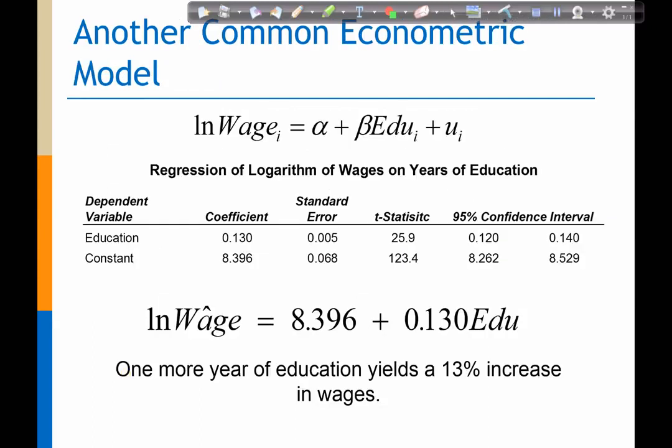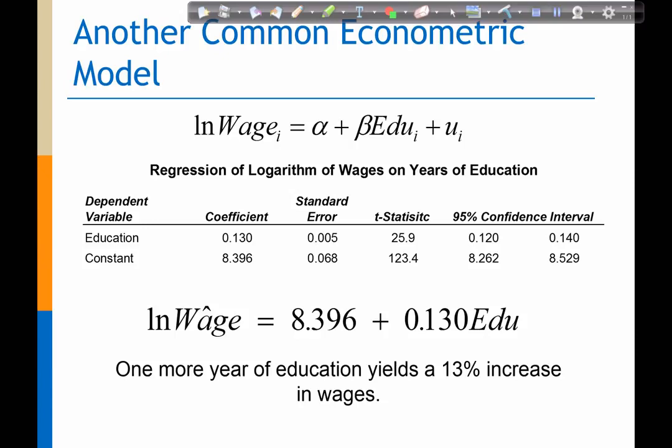Okay, another common model that we see is the following. The natural log of my y variable is equal to alpha plus beta times my x variable. So here I have the log of wages as a function of education, and I've run the regression using the same data that we had before.